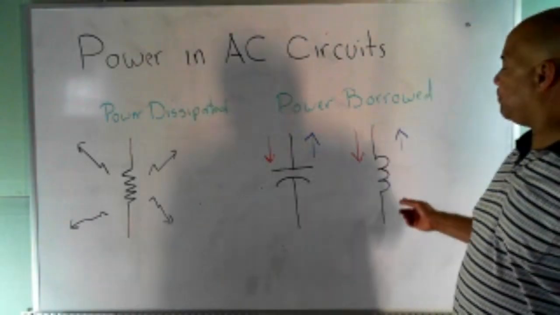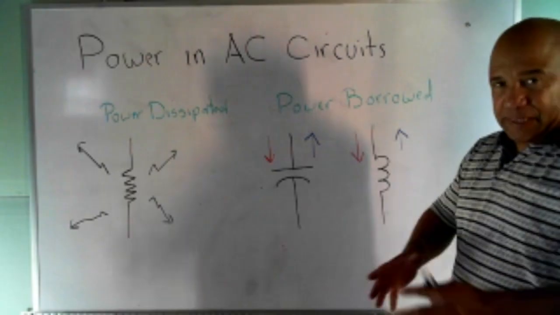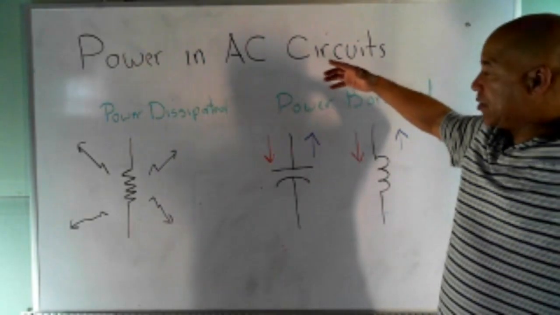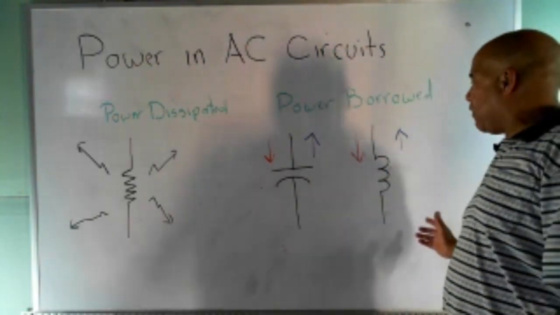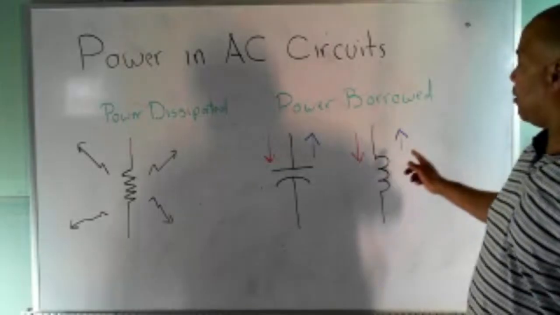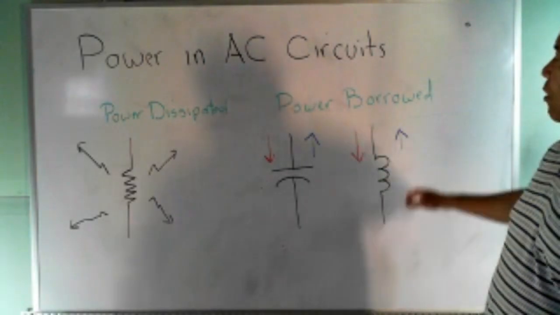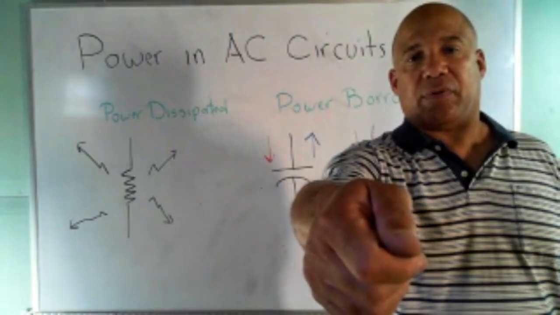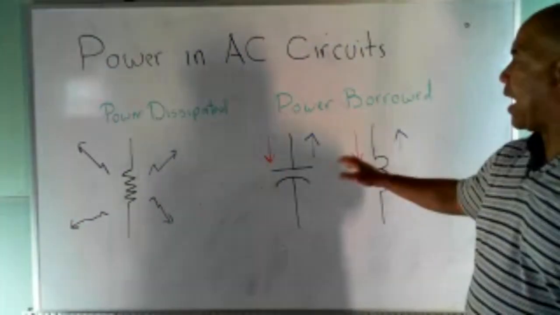On this end, the energy flows into the inductor, and it basically is stored in the magnetic field. As more energy flows into the inductor, the magnetic field builds up. And when the energy flow stops, the magnetic field collapses and the energy flows back out. I have the red arrows indicating energy flowing in and the blue arrows indicating energy coming back out of those reactive elements. And so I call that borrowed power. If I borrow some money from you and then give it back, you still have nothing. And that's the way power is.